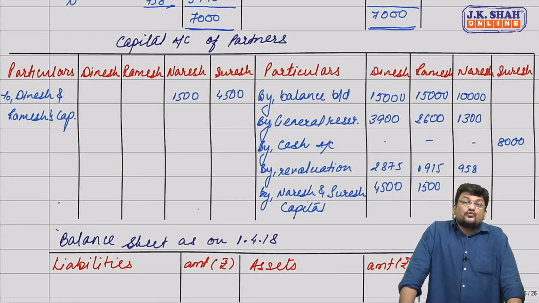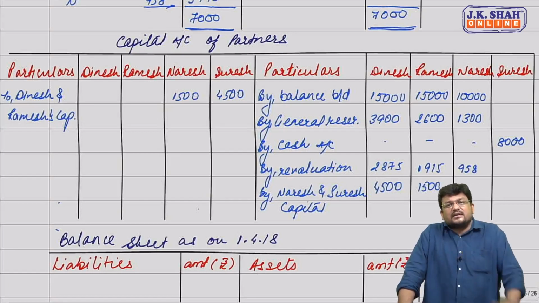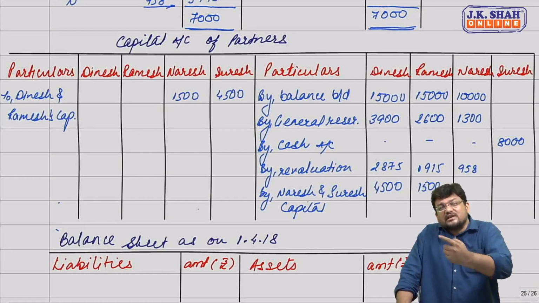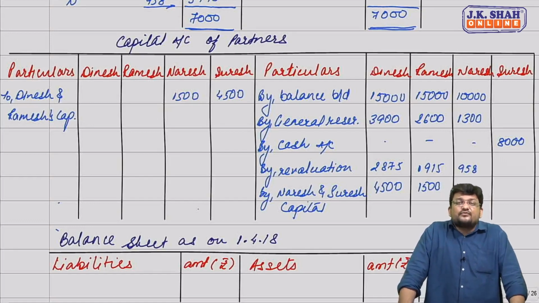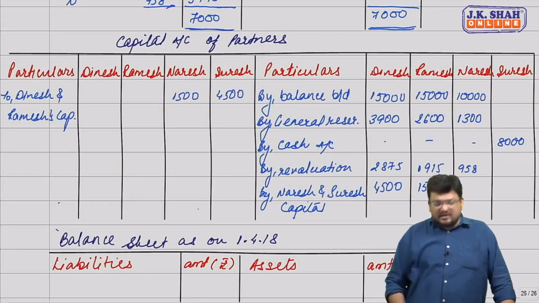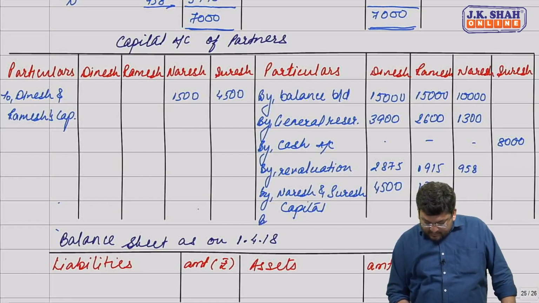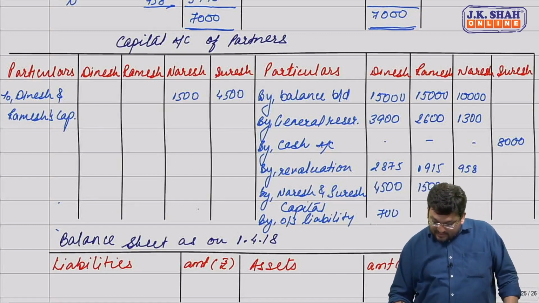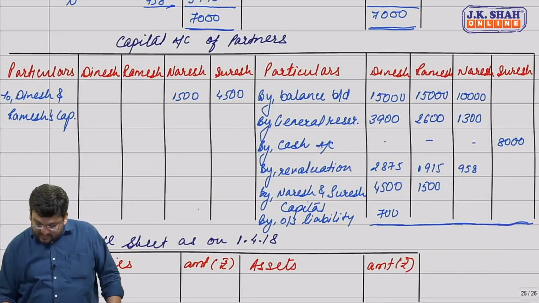So entry for transferring this liability to Dinesh, because this liability has been paid by Dinesh. Since it is paid by Dinesh, the firm is now liable to pay this amount to Dinesh. So entry for transferring this liability to Dinesh's account will be outstanding liability to Dinesh's capital. Correct? Yes, sir. So now we may close their capital accounts and find the balance.